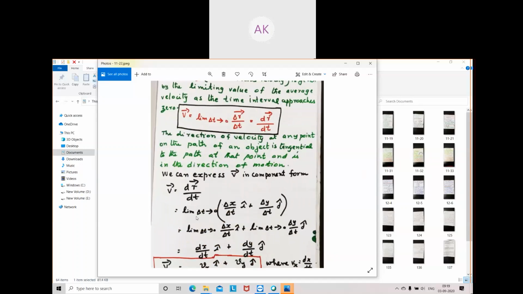this instantaneous velocity is also having two components. See, the limit delta t tends to 0, delta x by delta t, splitting into two terms, x component and y component. Delta x by delta t i cap. This is the average velocity. When the limit is given, time interval delta t tends to 0, average velocity gives instantaneous velocity. That is our definition. So we are giving limit delta t tends to 0, and we are splitting into two terms.